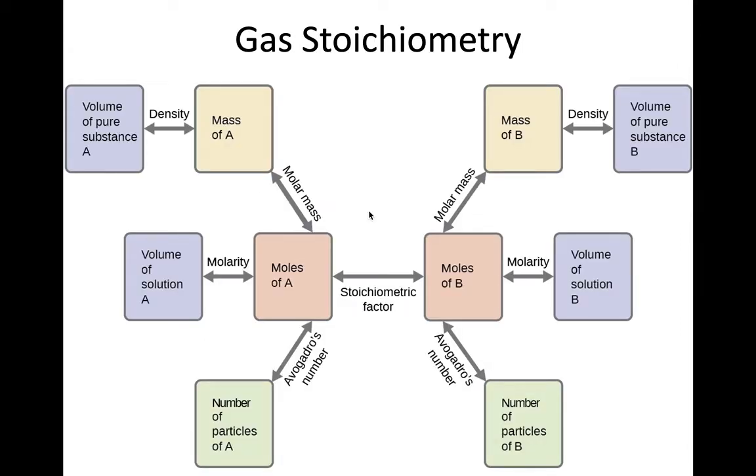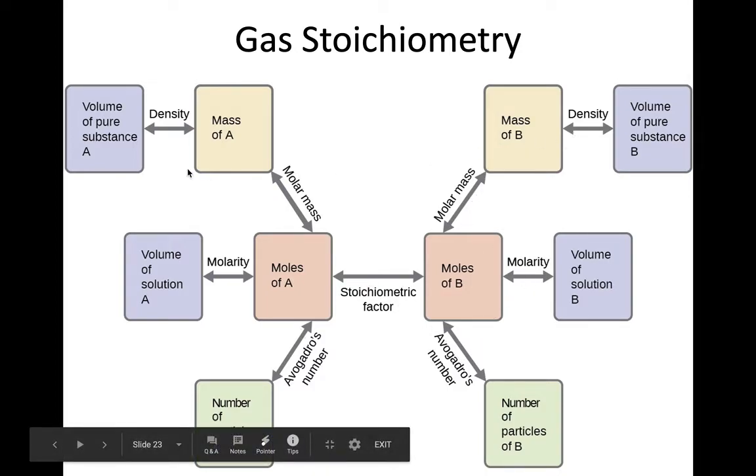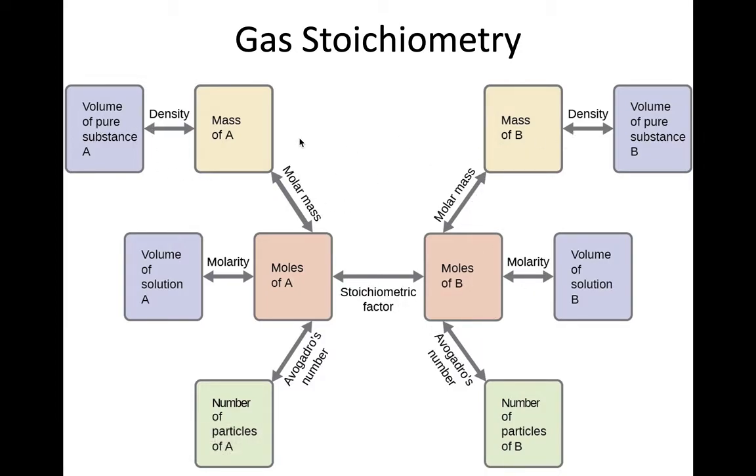Here's a flow chart just to go through what possible routes you could take to solve a gas stoichiometry problem. Depending on which given information you start with, you can use different conversion factors to get to other pieces of information. To give you an example, if you started with the volume of a pure substance, you could use its density to convert to mass. You could use its molar mass out of the periodic table to convert to moles. Moles is sort of the big crossroads.